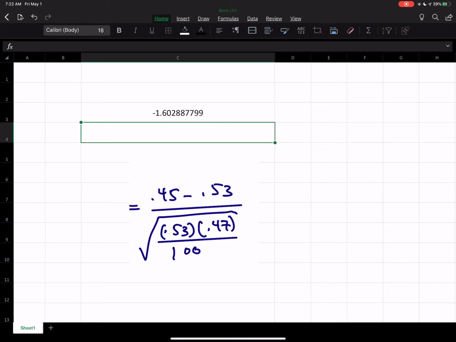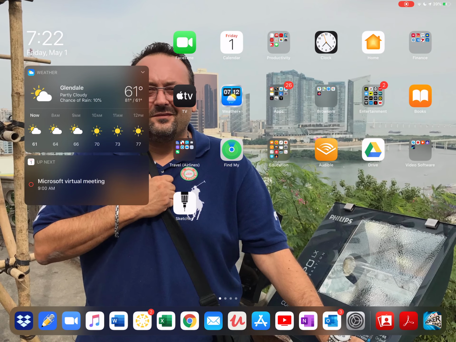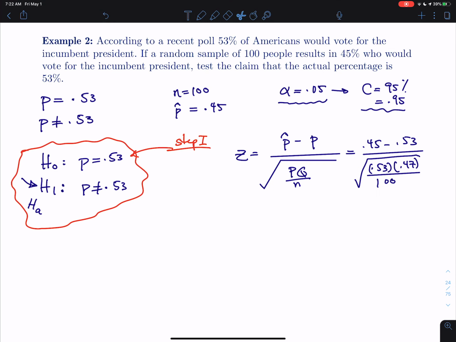Negative 1.603. So that becomes my test statistic.